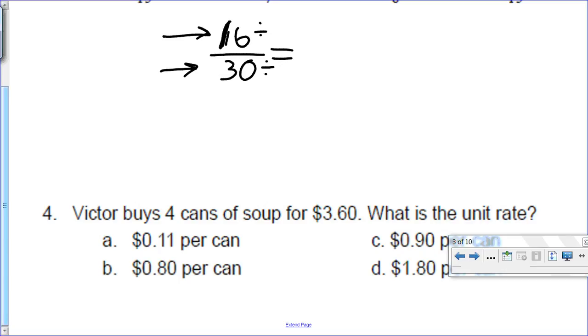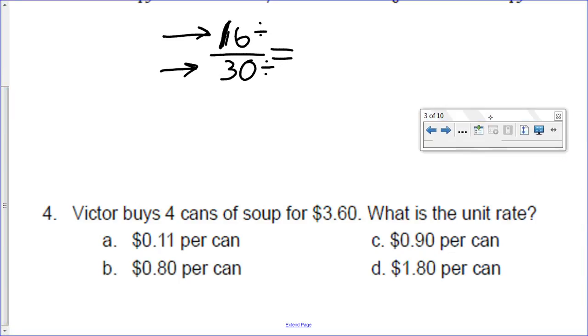Okay, 4. Victor buys 4 cans of soup for $3.60. What is the unit rate? Okay, so he buys 4, he just hands the person $3.60 and winds up with 4 cans of soup. Well, each one of those cans of soup costs a certain amount. And we want to know how much.